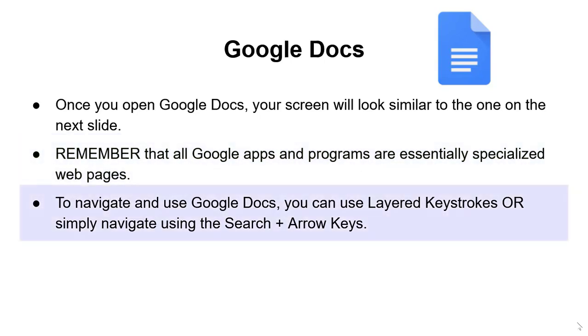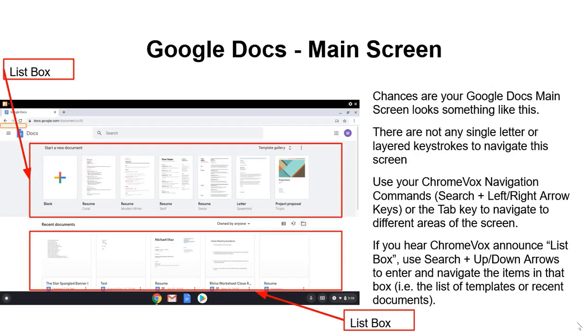To navigate and use Google Docs, you're going to use those layered keystrokes or use search and the arrow keys. But again, those layered keystrokes are going to be more efficient for you. So this is your Google Docs main screen. Chances are it looks something like this. There are not any real significant single letter navigation or layered keystrokes on this screen really. There's just basically two areas that we look at. You're going to use your ChromeVox navigation commands, search and left and right arrow, or the tab to get to the different areas of the screen that we're going to look at here.